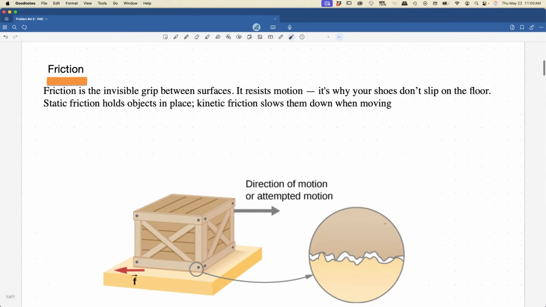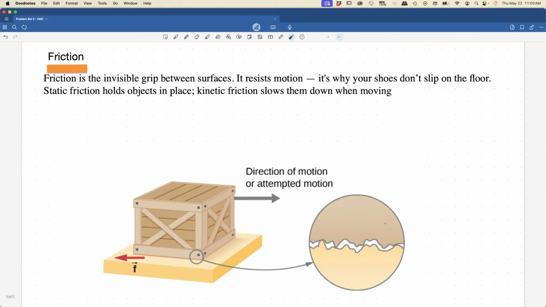Friction. Friction is the invisible force, or the invisible grip, between surfaces. It always exists. It resists motion. That means it's always against the direction of motion. And friction is the cause why your shoes don't slip on the floor.